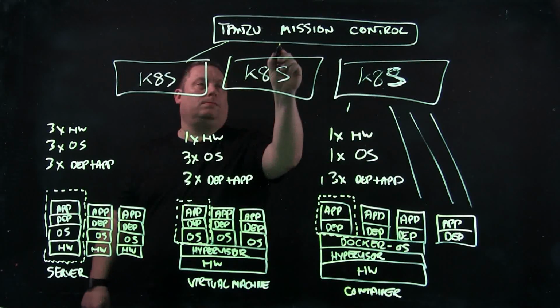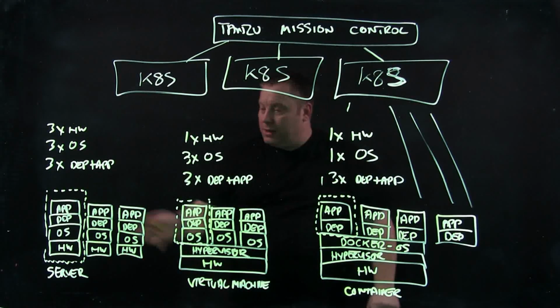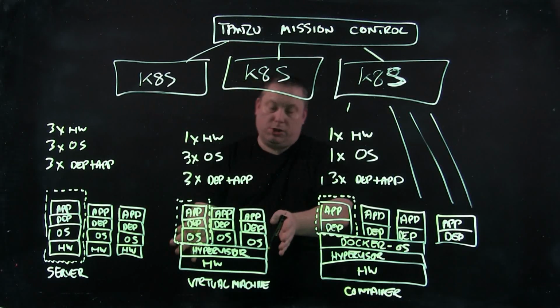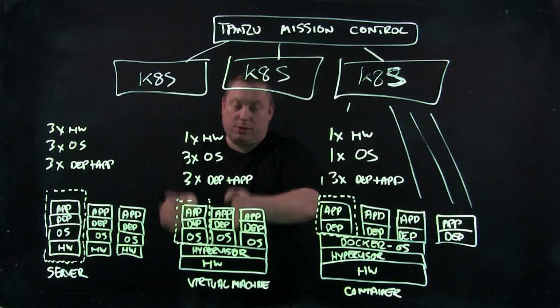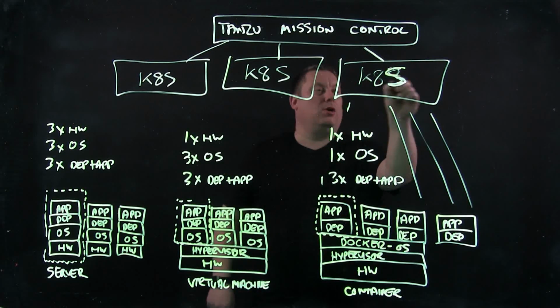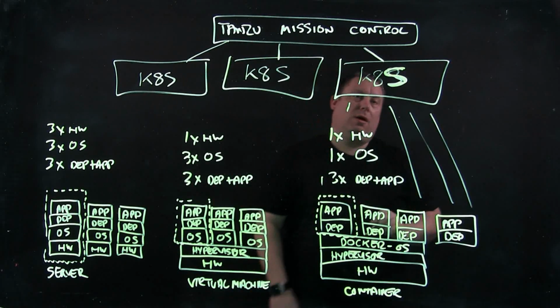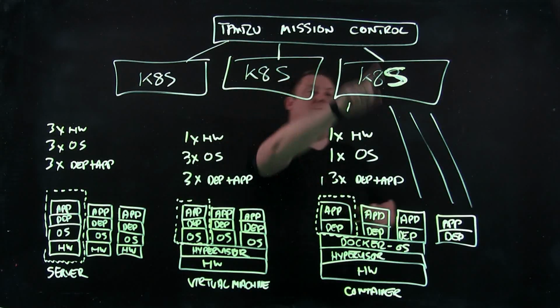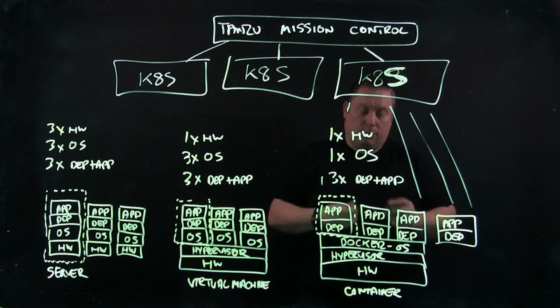So just to do that one last time, we move from servers, which are managing multiple lots of hardware, operating systems, dependencies and apps, to virtual machines, where we minimize the hardware and now focus on virtual machines, to containers, where we minimize the hardware and the operating systems and now just focus on applications and dependencies. Once we've got lots of containers, we're going to use something like Kubernetes to manage that. And once we've got lots of Kubernetes clusters, we need something like Tanzu Mission Control to do fleet management of Kubernetes.